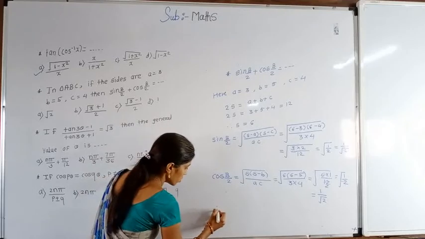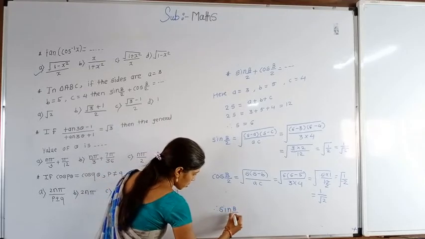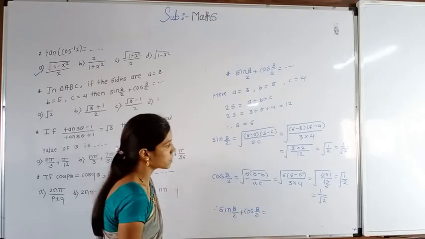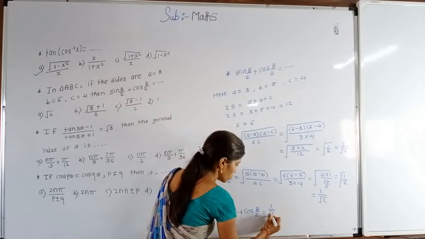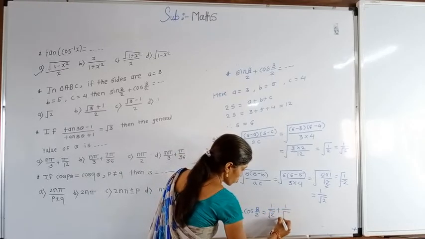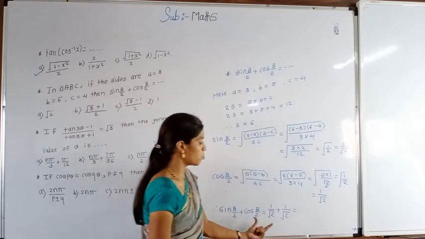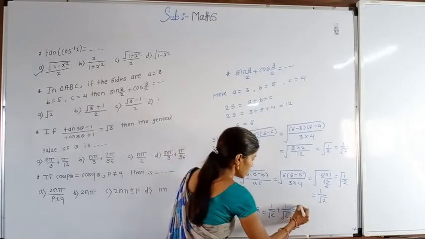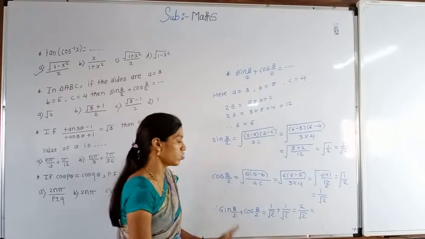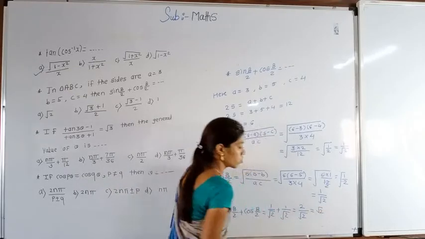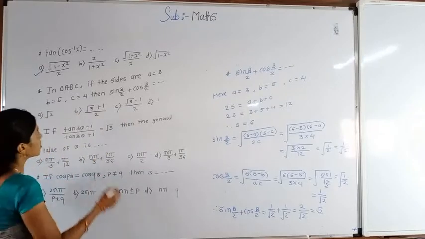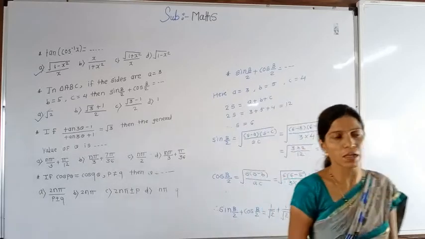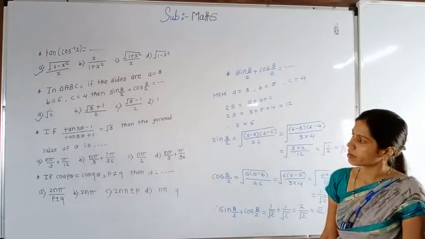We can write here sin B by 2 plus cos B by 2 is equal to value of sin B by 2 is 1 by root 2, plus value of cos B by 2 is also 1 by root 2. Now the LCM of both terms is root 2. Then take the sum of the numerators, 1 plus 1 gets 2. So simplifying this ratio, we get root 2. Okay, so the correct answer is here root 2, option A. So first, write down this problem. Now let's move towards the next MCQ.